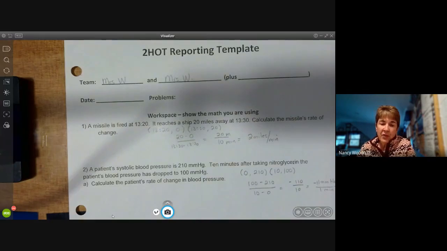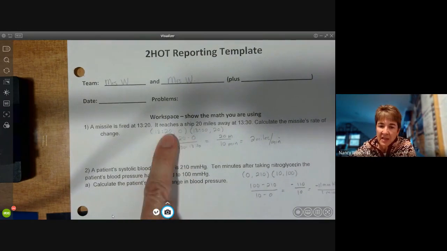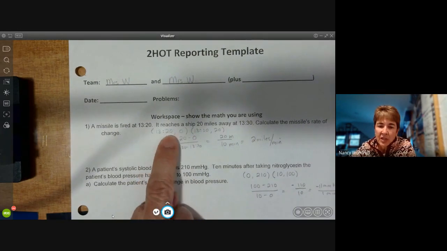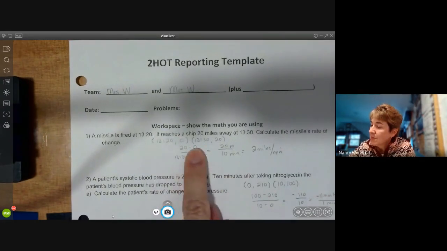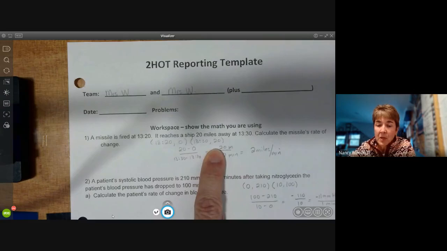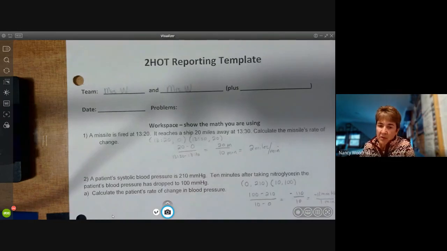So a missile's fired at 1320 military time. That would be 1:20 in the afternoon. It reaches the ship 20 miles away at 1330. Calculate the missile's rate of change. In this particular case, you're going to have distance depend on time. At 1320, the missile hadn't gone anywhere. That's why there's a 0. Let me just see if I can get that a little bit sharper. Sorry. And then 10 minutes later, it is 20 miles away. Y minus Y, X minus X, and it's going 2 miles per minute would be the rate of change.